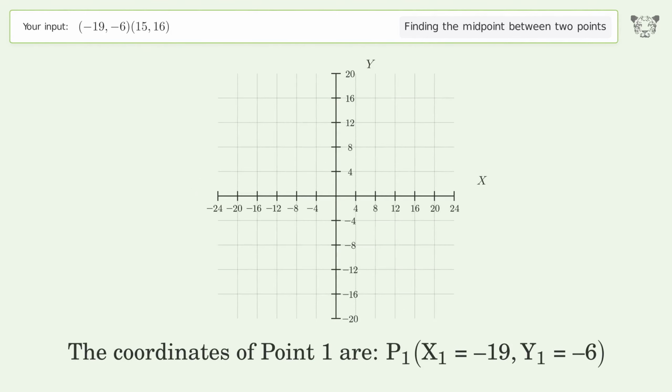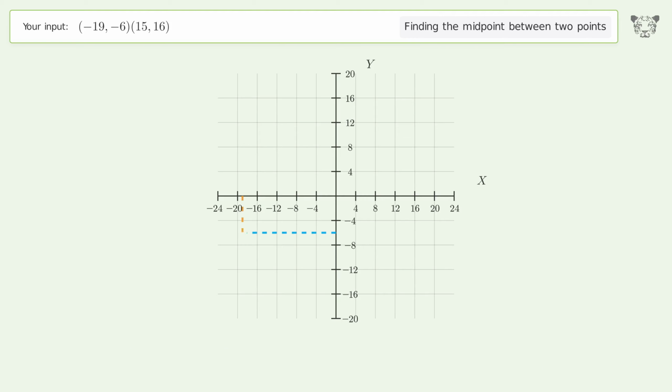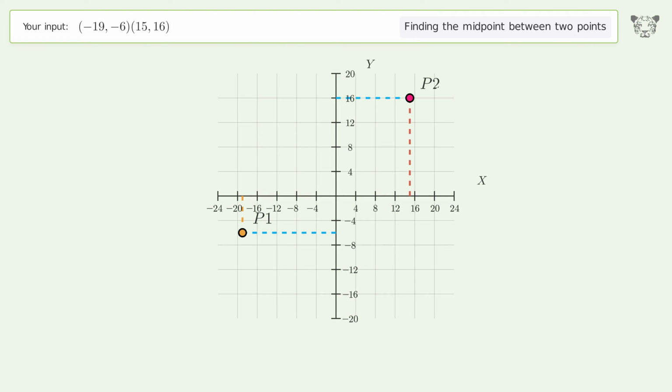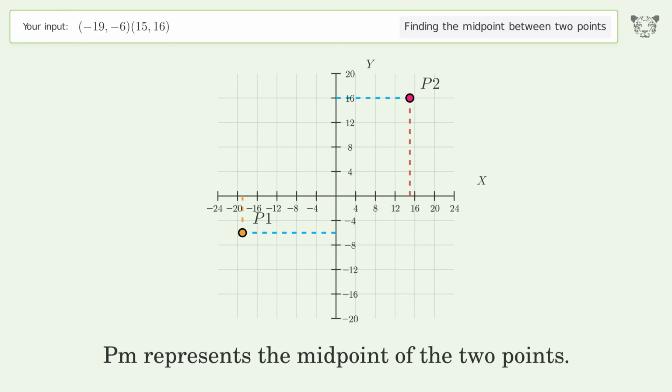The coordinates of point 1 are x1 equals -19, y1 equals -6. The coordinates of point 2 are x2 equals 15, y2 equals 16. PM represents the midpoint of the 2 points.